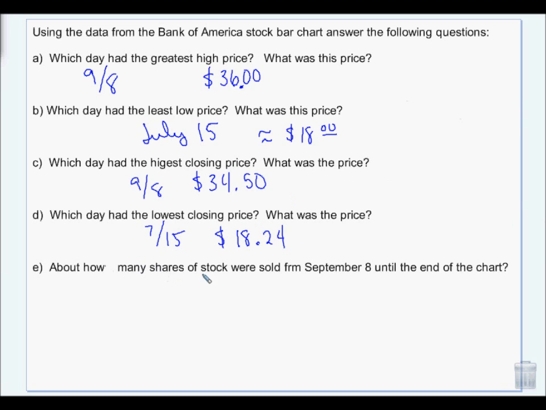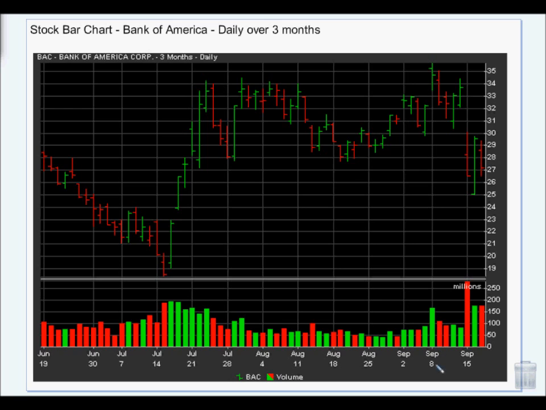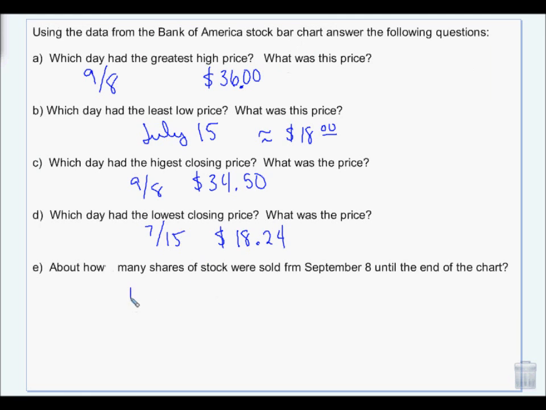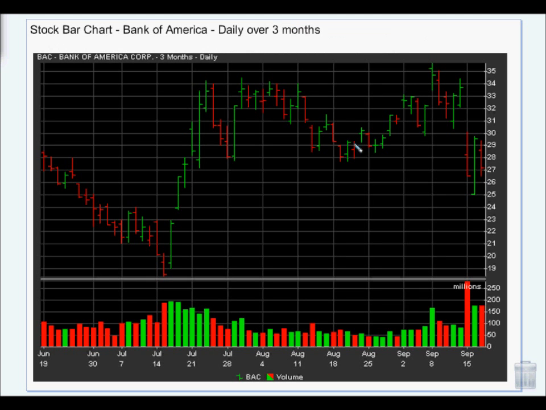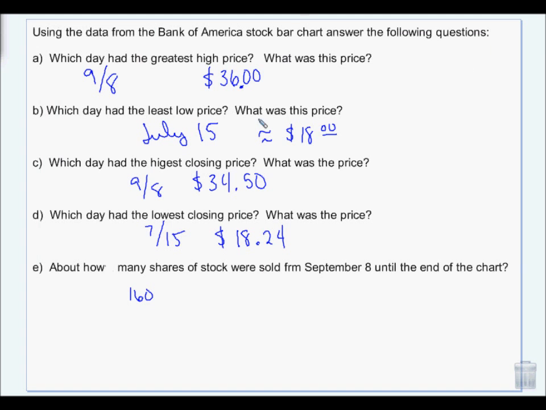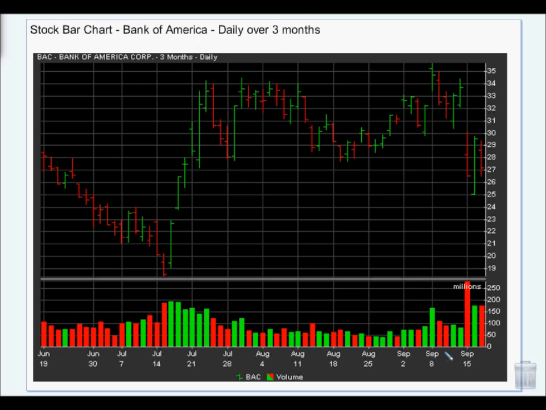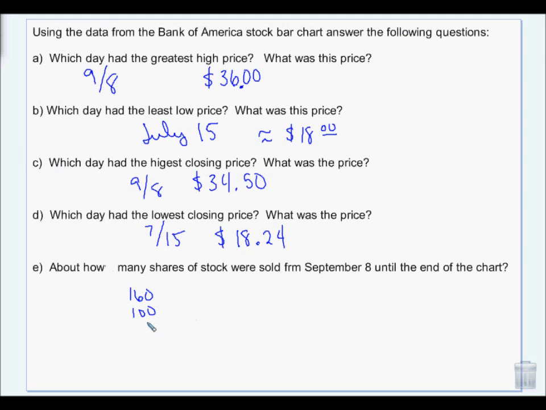Okay, so about how many shares of stocks are sold from September 8th until the end of the chart? So September 8th is right here. So that's probably about 160 million. So we're going to do 160. And then September 9th is just over 100, so I'll just say about 100. September 10th is just under 100, so maybe like 90.